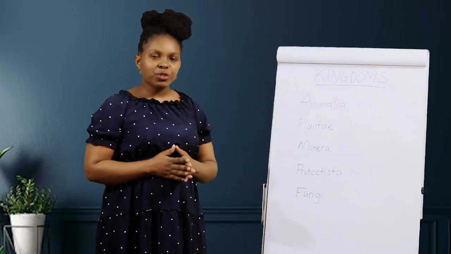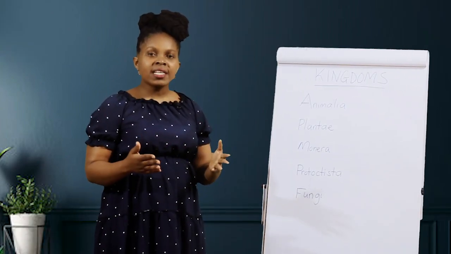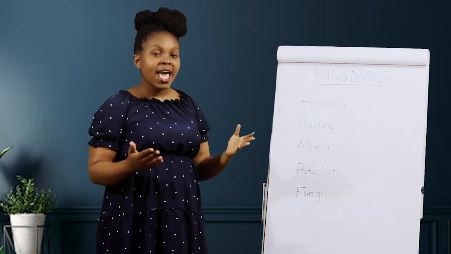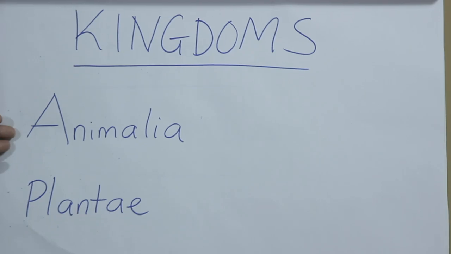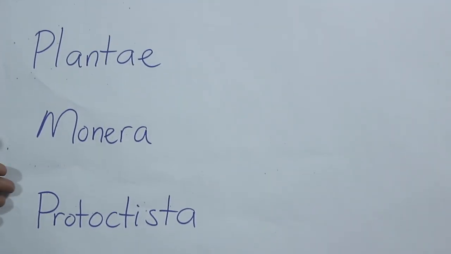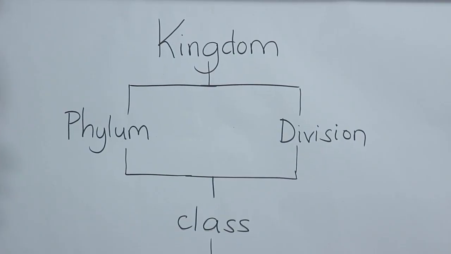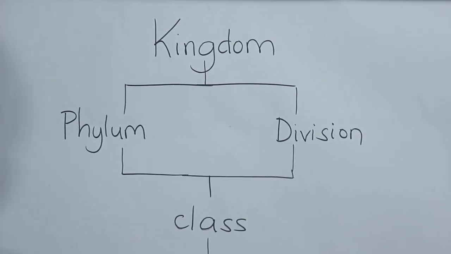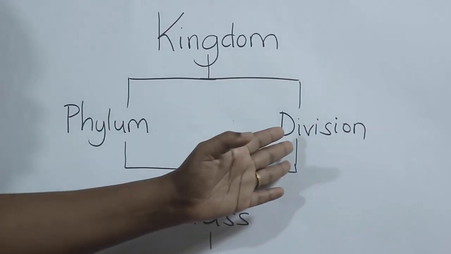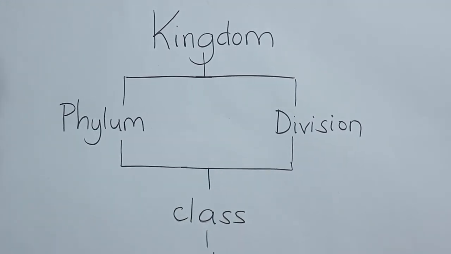To simplify the process of classification, organisms are placed into major groups which are known as kingdoms. And these kingdoms are Kingdom Animalia, Kingdom Plantae, Kingdom Monera, Kingdom Protoctista, and Kingdom Fungi. These kingdoms are then further subdivided into different levels. The phylum level for certain kingdoms and the division level, particularly for the Kingdom Plantae, that's the kingdom involving plants.